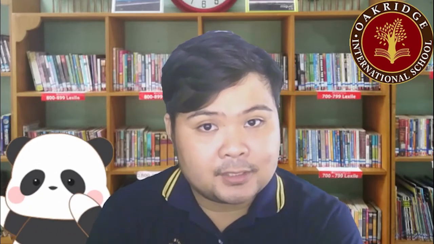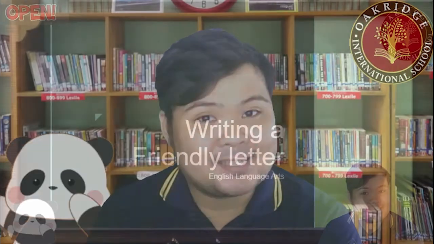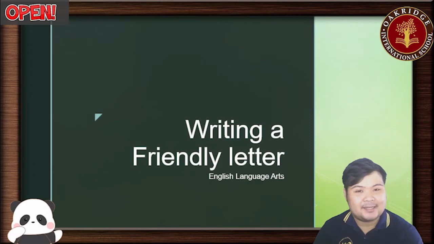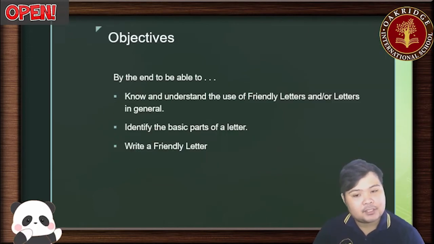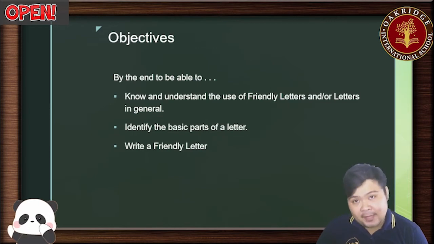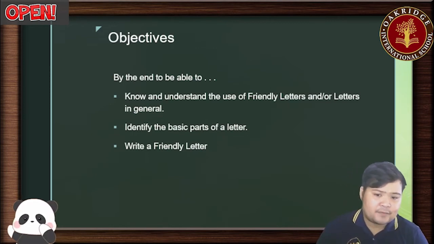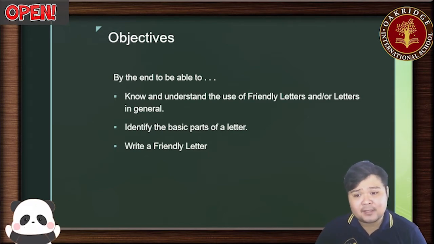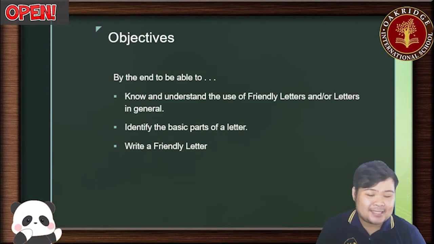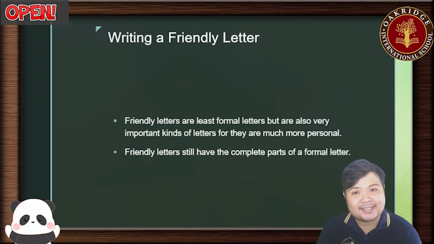Today, we are going to discuss a writing activity: writing a friendly letter. So, let's jump right into the objectives for this lesson. We have three. The first would be to know and understand the use of friendly letters and letters in general. The next is to identify the basic parts of a letter, and then the last is to be able to write a friendly letter.